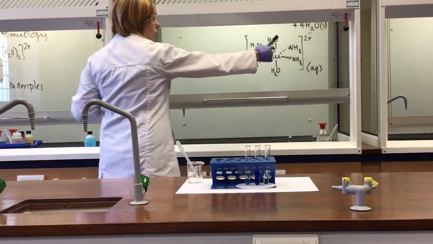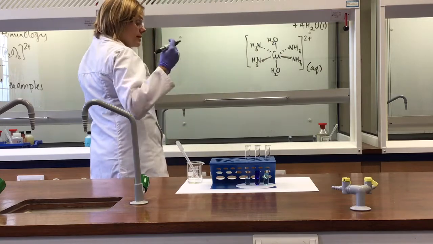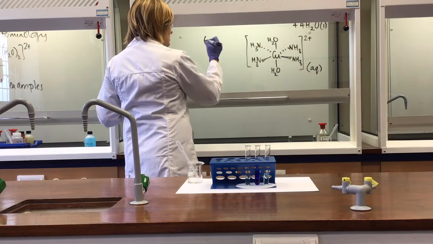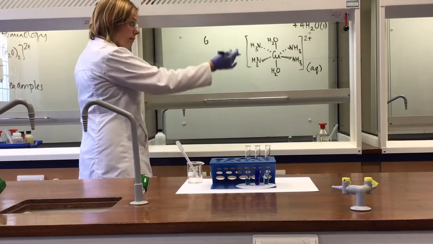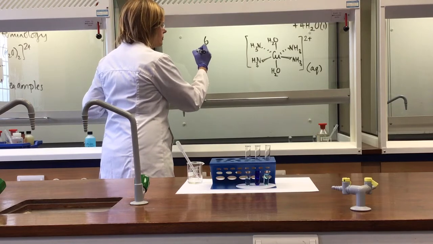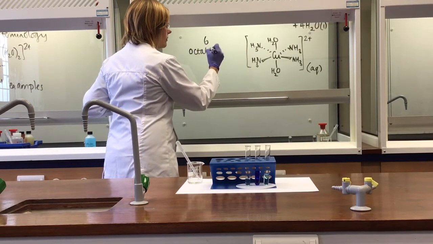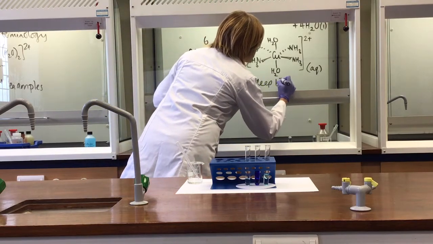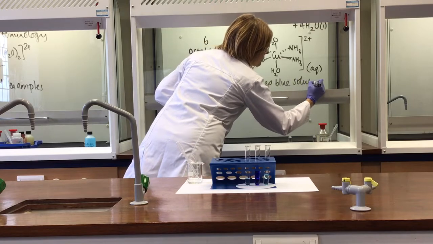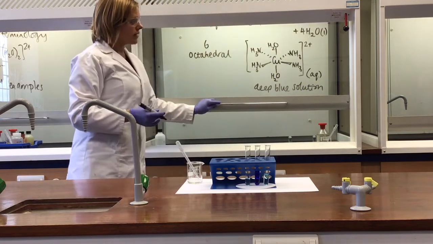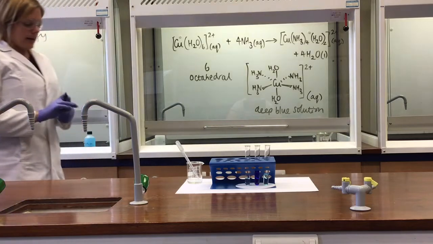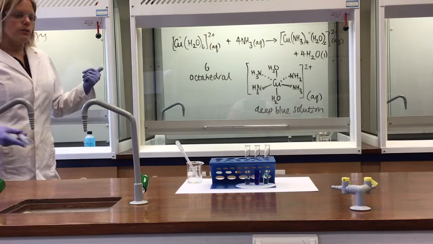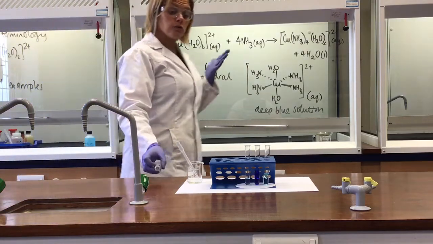Again, in this example, we've got 1, 2, 3, 4, 5, 6 dative covalent bonds forming to that central metal ion. So this is a coordination number of 6. And the shape around that particular complex ion is again octahedral. So notice this stuff here is the deep blue solution, and the cause of that colour change is swapping the ligand identity.